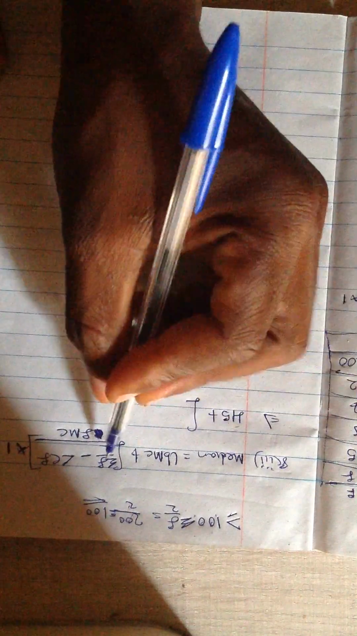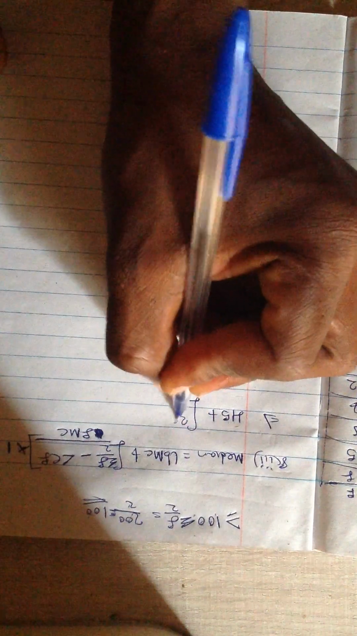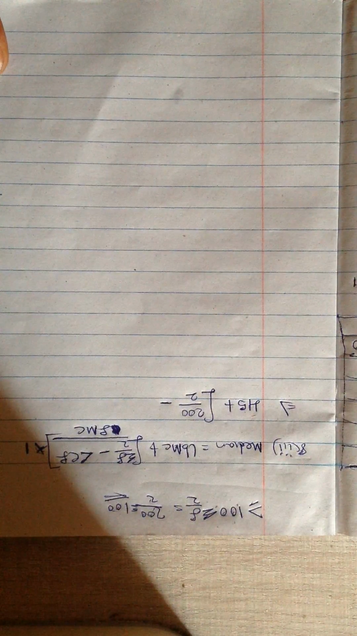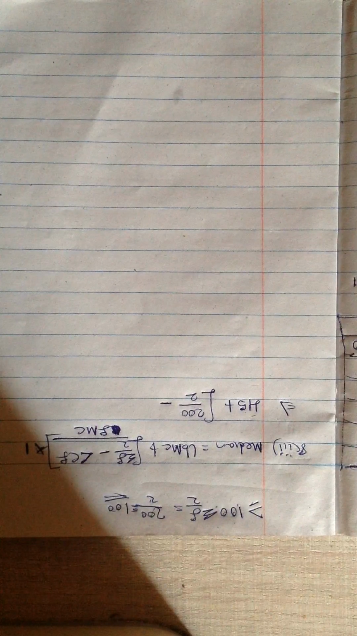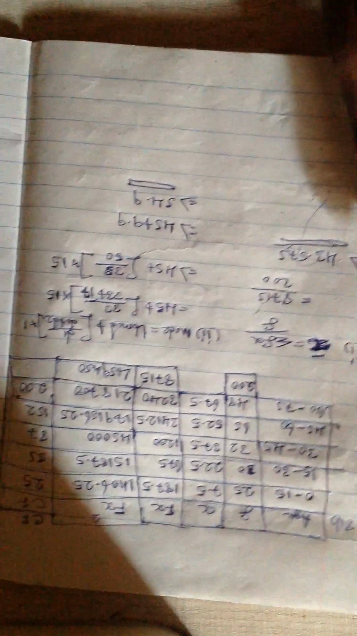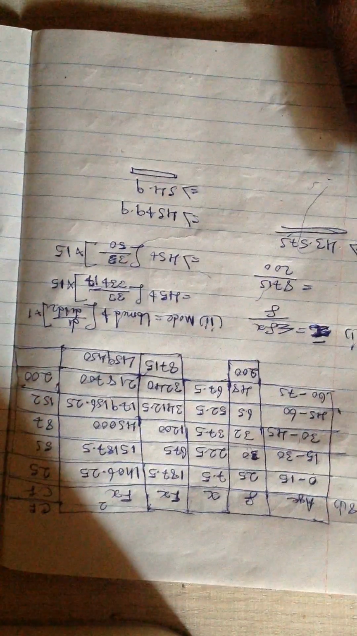You write your 45 here, plus. Then the summation of the frequency, it is 200. You divide it by 2. Minus. Then now here, this one, it is less than the cumulative frequency. So since we have this pattern here as less than the cumulative frequency, what are we supposed to write here? It is the cumulative frequency of the lower class next to the median class.